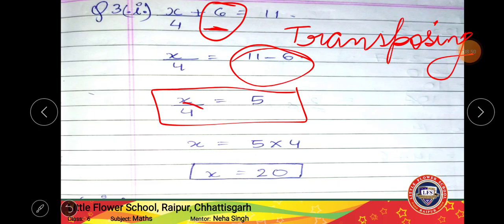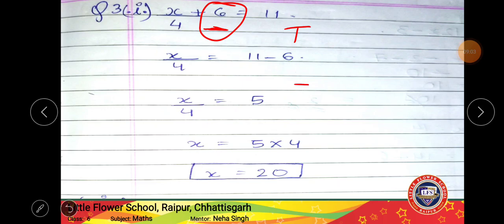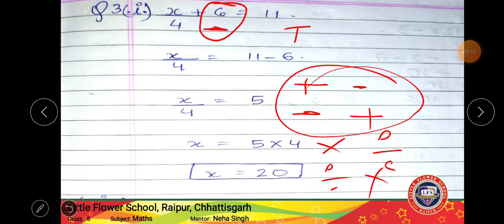Now this 4 is in division with x, so again it will be transposed to the other side and it will be in multiplication, right? See, while transposing, plus sign will be changed to minus, minus sign will be changed to plus, multiply will be changed to divide, and divide will be changed to multiply, right? Means plus and minus will be interchanged and multiplication and division will be interchanged.